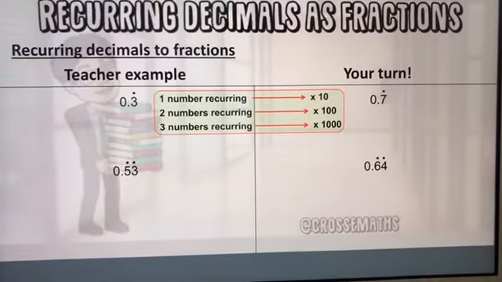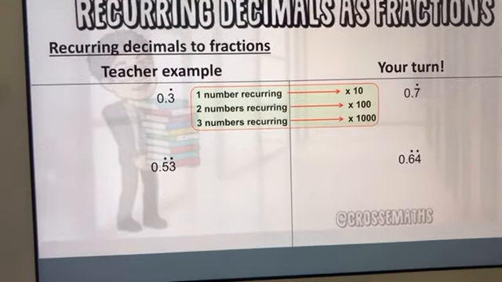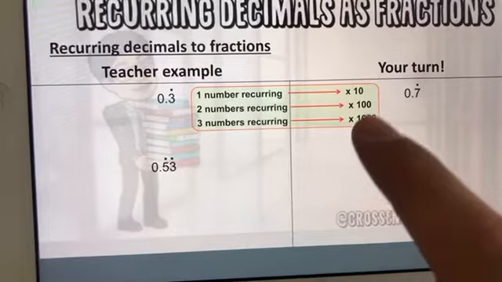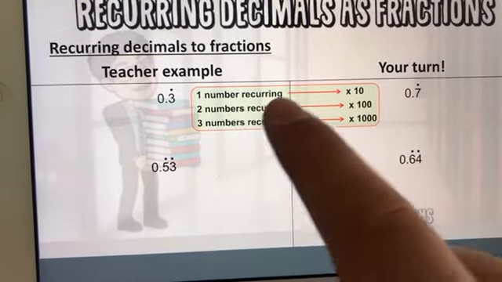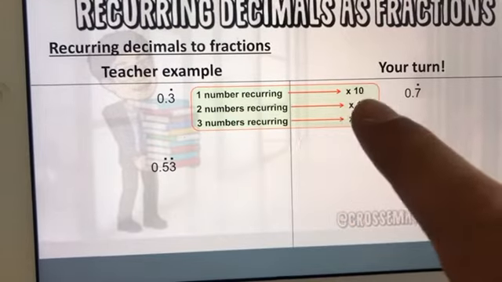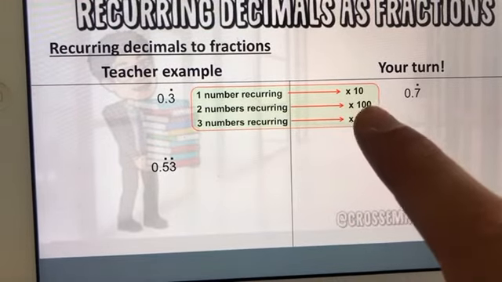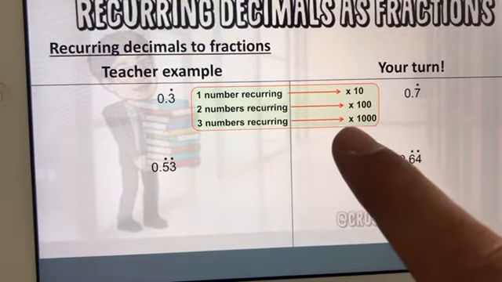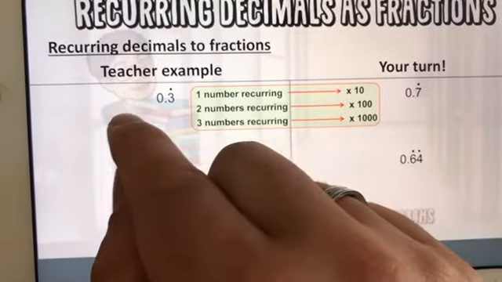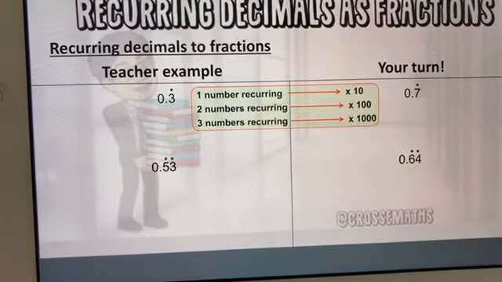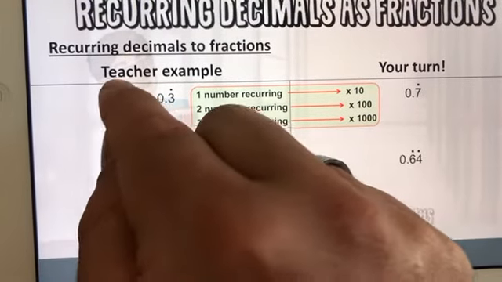Right guys, so what we're doing today, we're doing recurring decimals to fractions. Now this came up in the starter. This is the important bit by here. It's worth writing this down if you're not sure what to do. One number recurring you times by 10, two numbers recurring you times by 100, three numbers recurring you times by 1,000. Now this first one, I've got 0.3 recurring. Now I'm going to make that into a fraction, but I'm going to call that x equals.